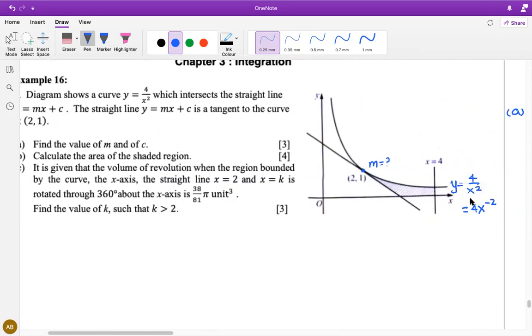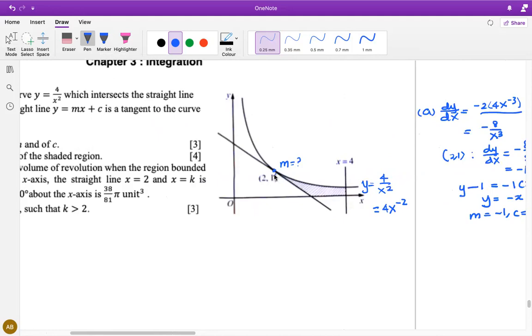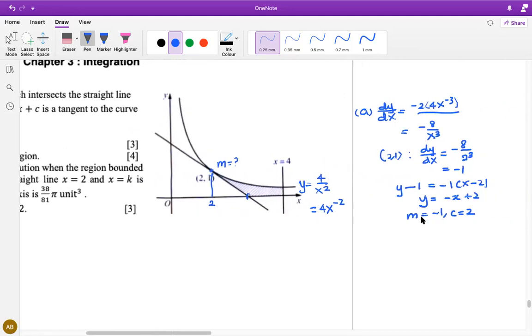Then come to B. Calculate the area of the shaded region. So the area of the shaded region, so here is 2. Then what is this area? So what is this coordinate? So you can find it from the equation of the tangent. So y equals negative x plus 2. So when y equals 0, okay, sorry, here y minus 1 plus 1. So here c is 3, sorry, c is 3. So here is 3. So when y equals 0, x equals 3.